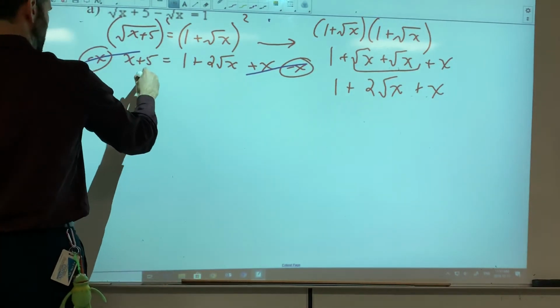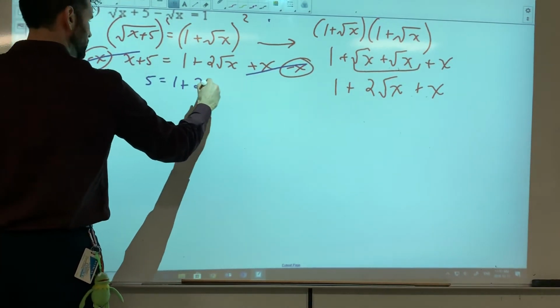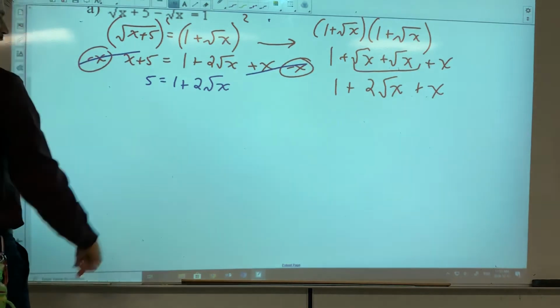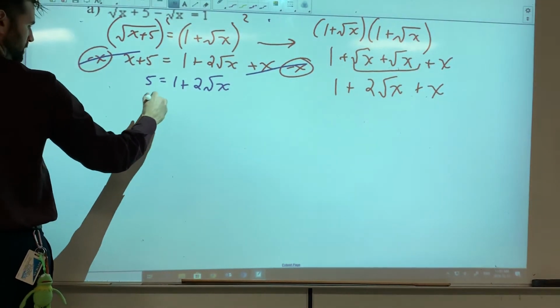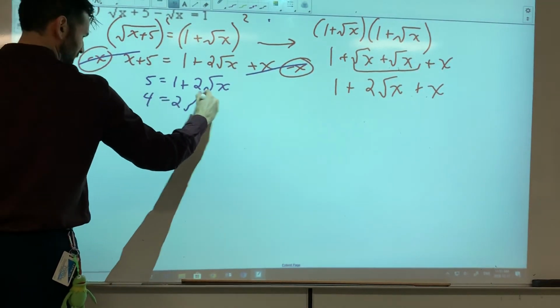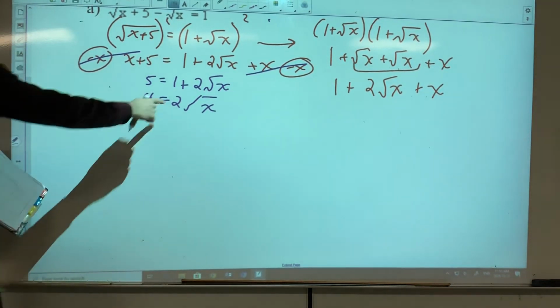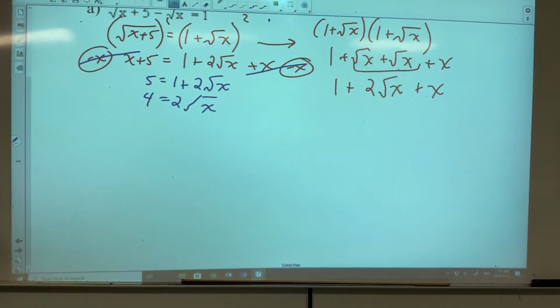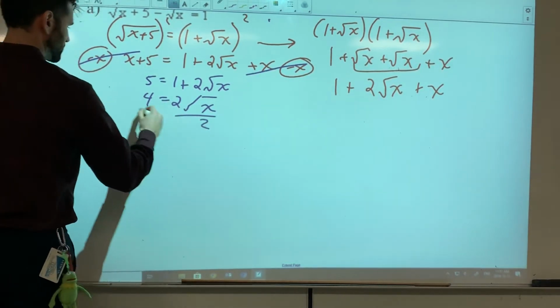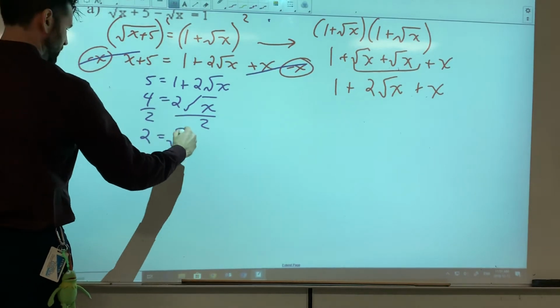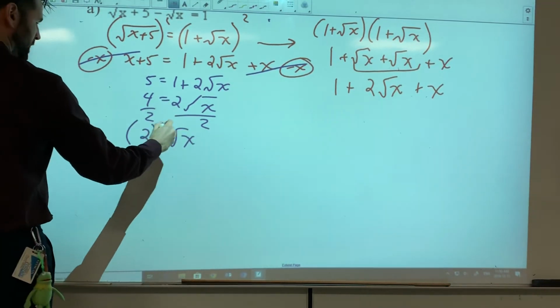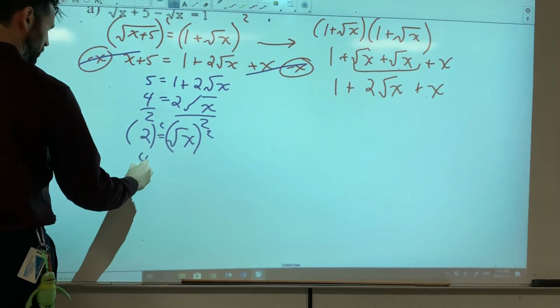So now I got 5 equals 1 plus 2 square root x. I need to isolate this. So I'll subtract 1 from both sides. My square root sides are getting more ridiculous. Should I divide both sides by 2? Yeah. So you get 2 equals square root x. And then we can square both sides again. And you get 4 equals x.